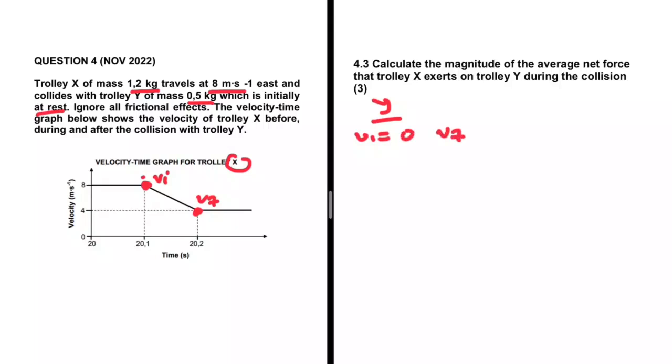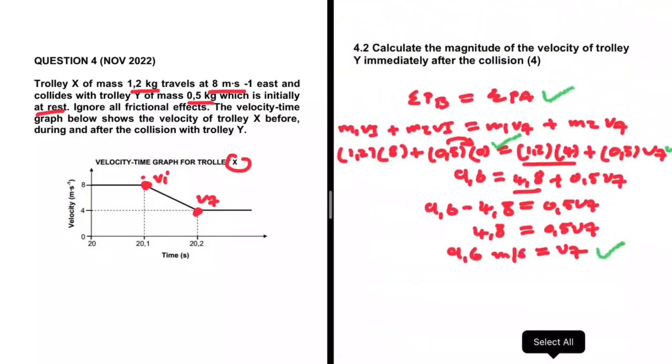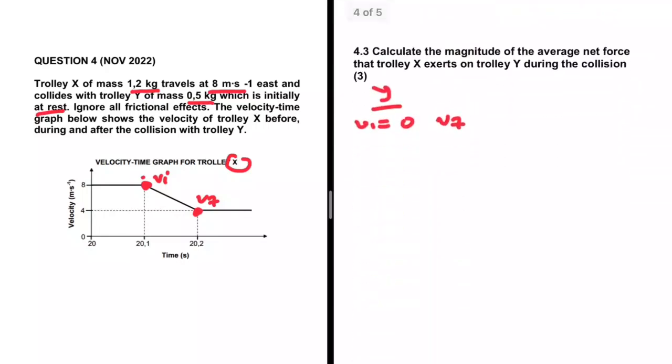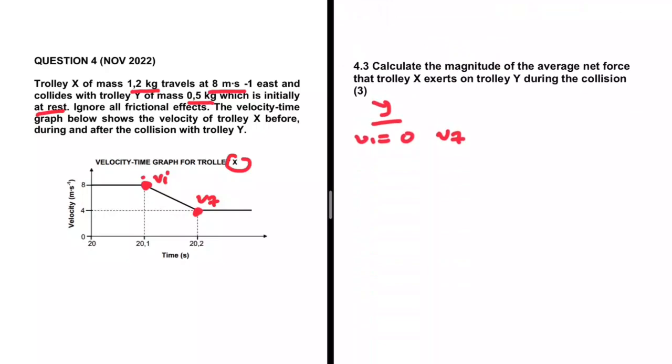And its final velocity, that of trolley Y, is what we just calculated, 9.6.